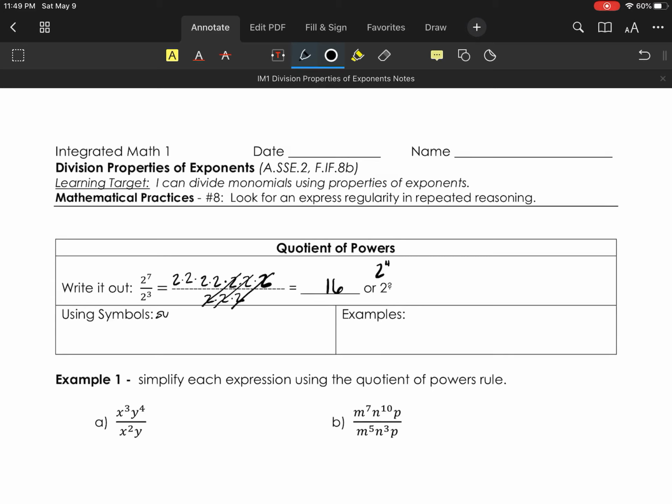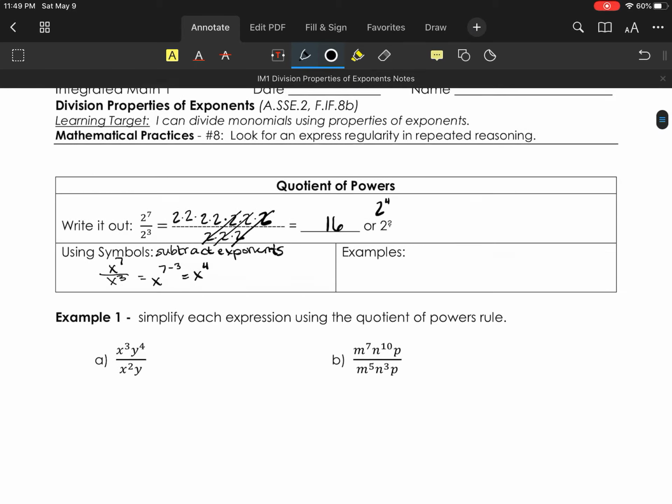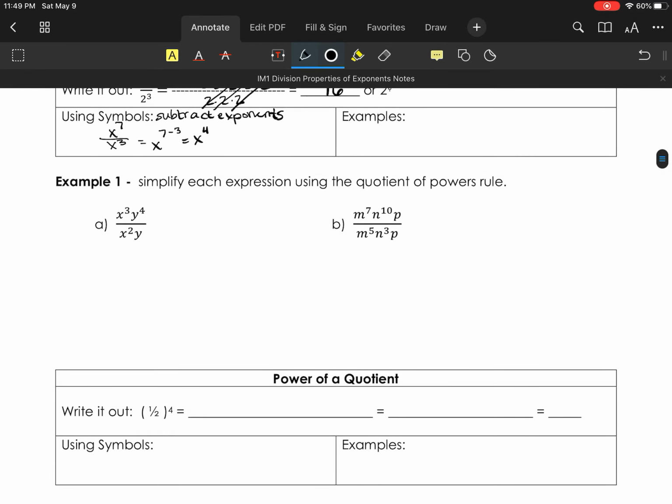So how did I get from 2 to the 7th over 2 to the 3rd to 2 to the 4th? Well, I subtracted the exponents. So your shortcut here is subtract your exponents. So if I have, for example, x to the 7th over x to the 3rd, I can simplify that by doing x to the 7 minus 3, which is x to the 4th.